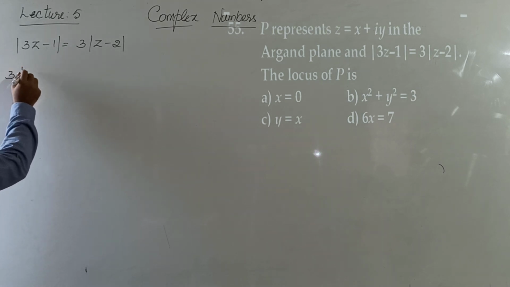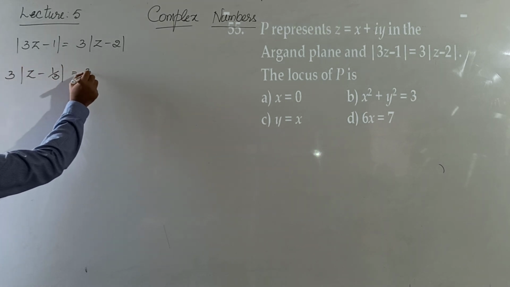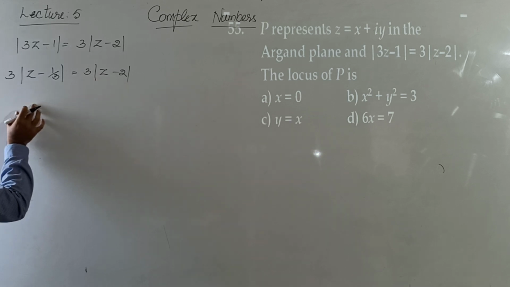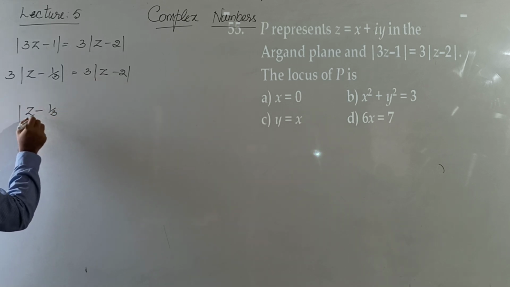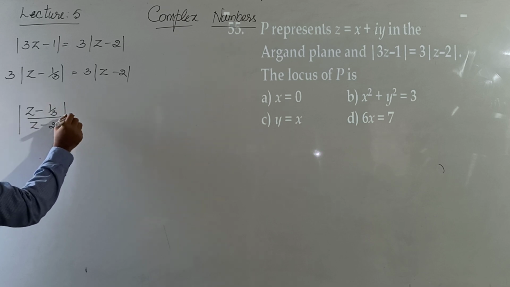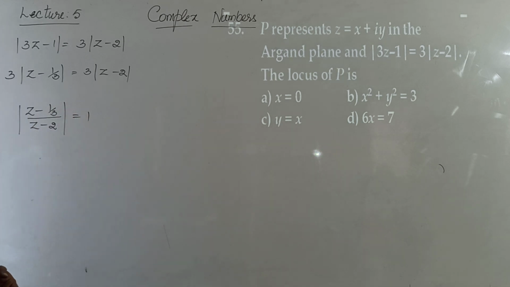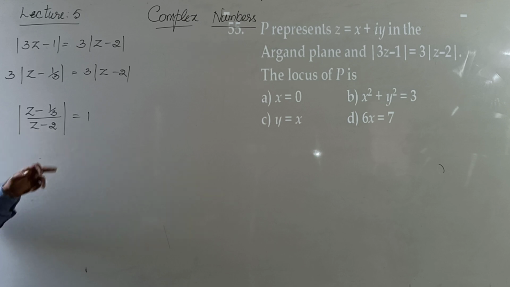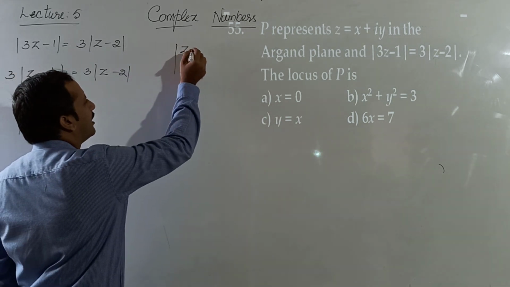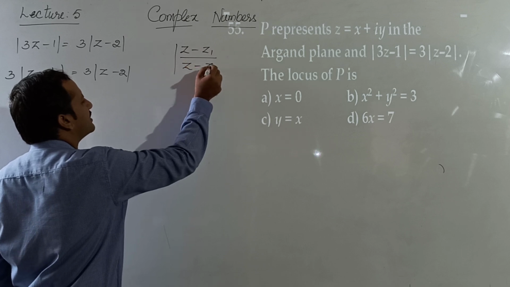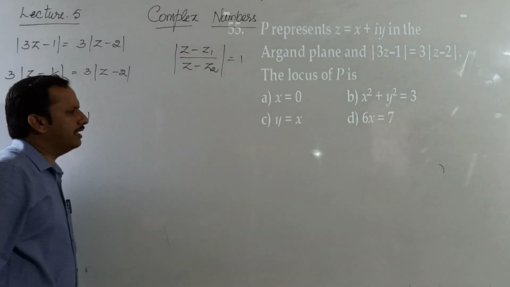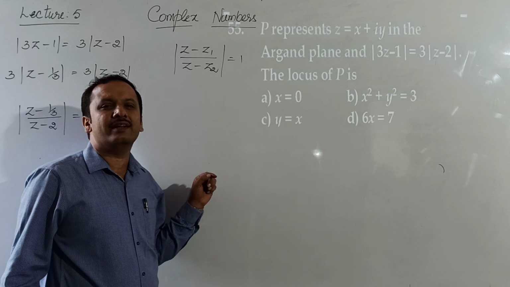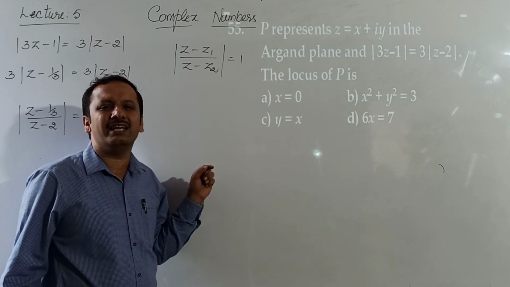So I can write it as 3 into mod of z minus 1 by 3 is equal to 3 into modulus of z minus 2. 3 gets cancelled, and this mod z minus 2 I am writing here. So together I can write mod of z minus 1 by 3 divided by z minus 2 is equal to 1. So we can compare this with modulus of z minus z1 divided by z minus z2 is equal to 1. I told you that this represents the perpendicular bisector of the line joining z1 and z2.